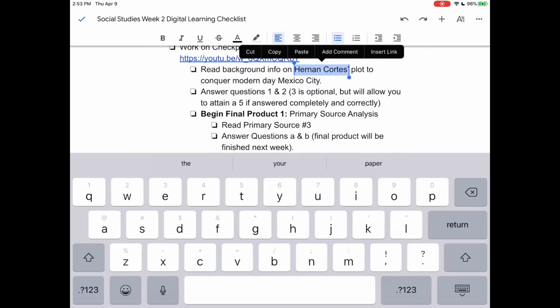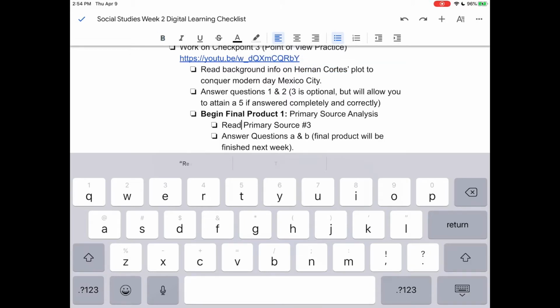Essentially to send a message to anyone who wanted to challenge Spain that they were the most powerful empire in the world. And we kind of saw the true story, why Spain was actually expanding into the New World. It wasn't a mission to save anyone. It was a mission to expand their power. And we also read a primary source.